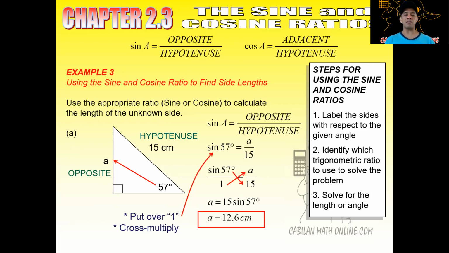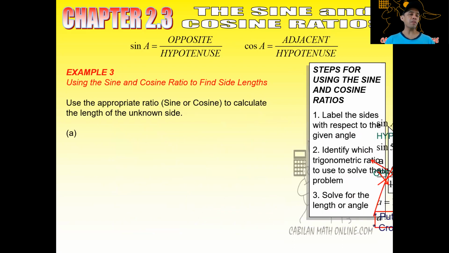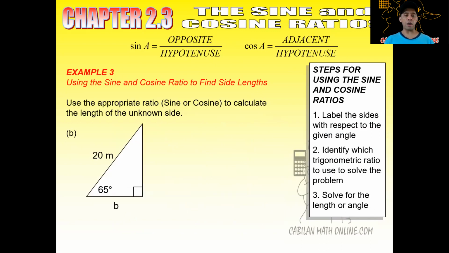We get accustomed to seeing this because this is, again, a new topic for you. So let's take a look at this one over here. This time we have an angle of 65 degrees. We have 20 meters and a B. So again, step number one, we label the sides. And notice we do have a hypotenuse here, which is 20.